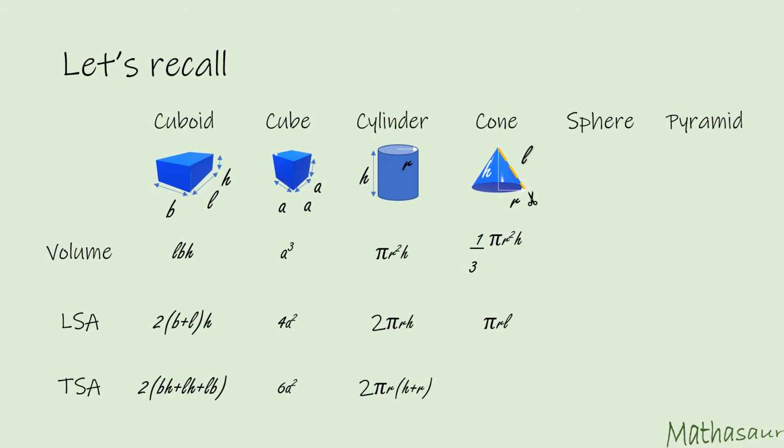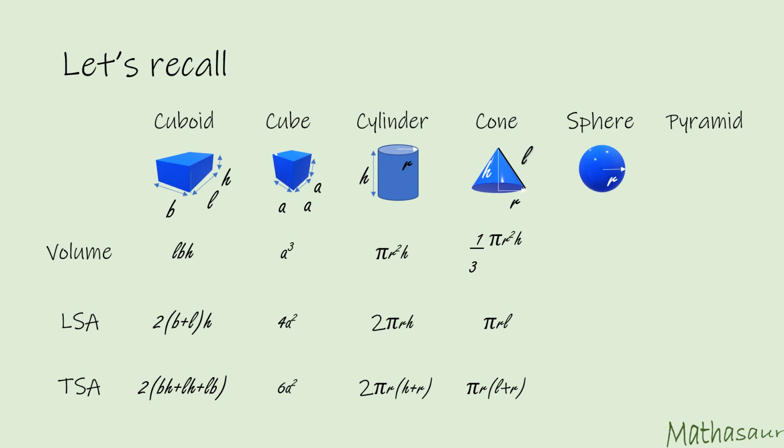The lateral surface area of a cone is pi r l. For the total surface area, we would have to add the base circle to the lateral surface area. Hence, pi r l plus pi r square. We could take pi r common and have l plus r in a bracket.